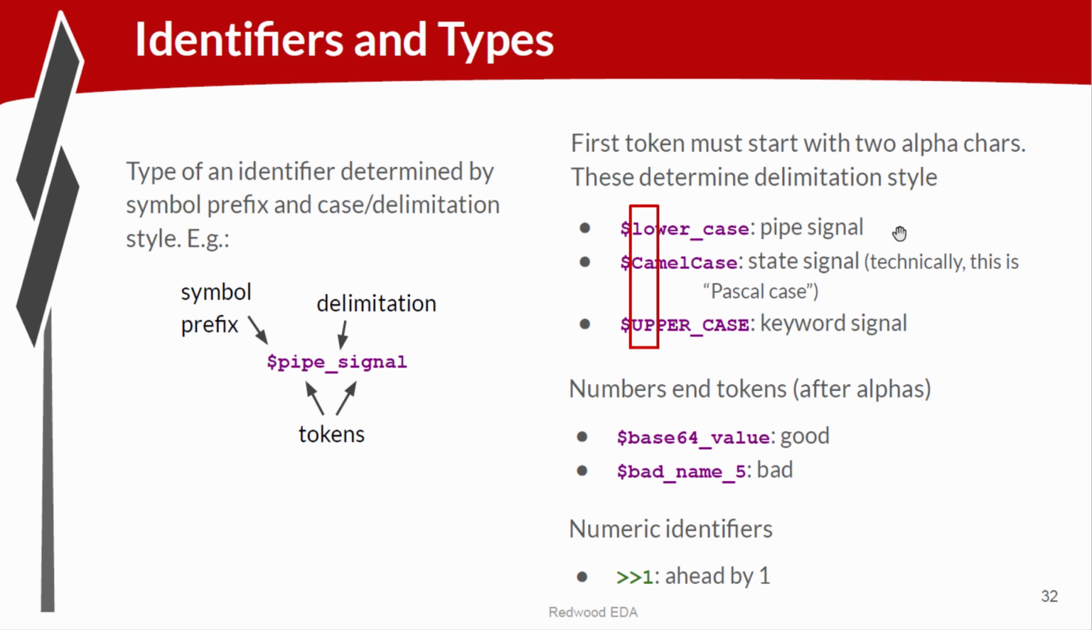You can have numbers in tokens, but always at the end of the token. So this base 64 is fine, but you can't have a number by itself. You can't start the identifier with a number. There are other types of identifiers that are purely numeric, and we'll see that this would be a head by one operator, and you saw that in the earlier example with the counter and with the Fibonacci series.